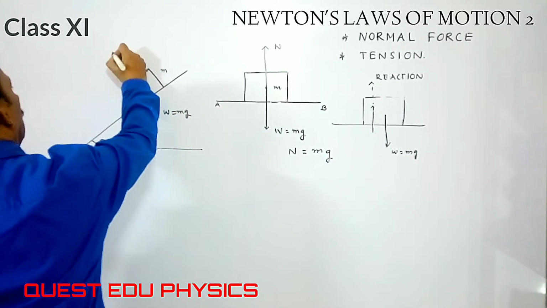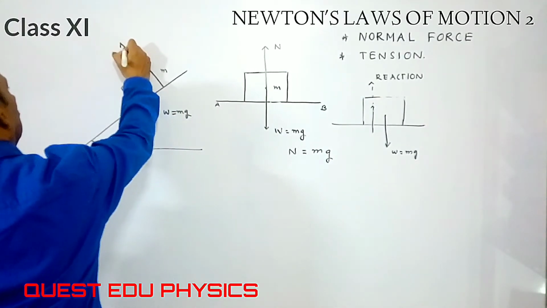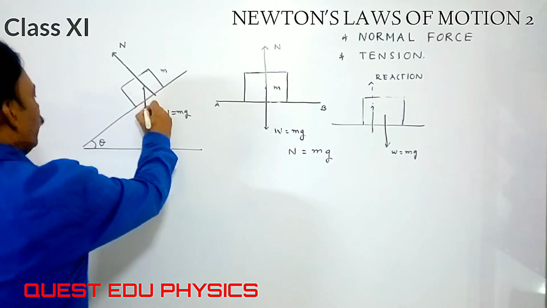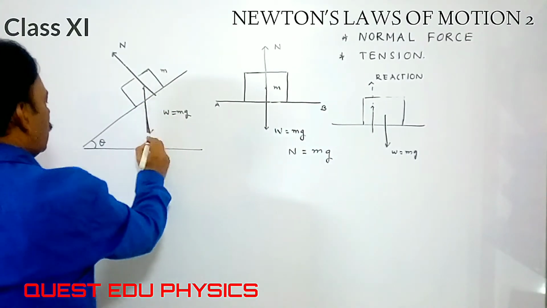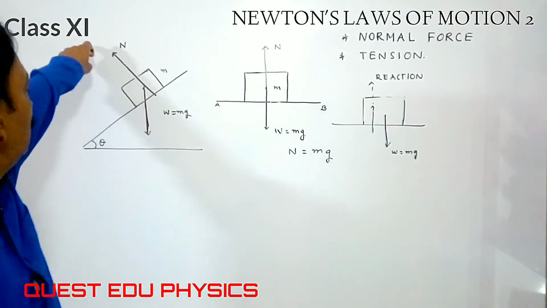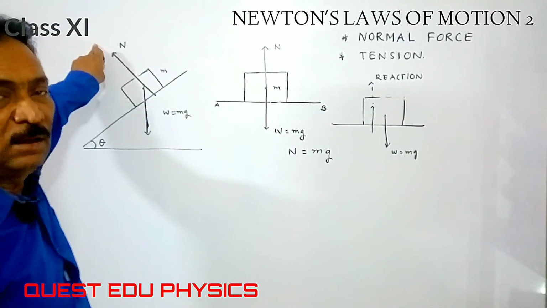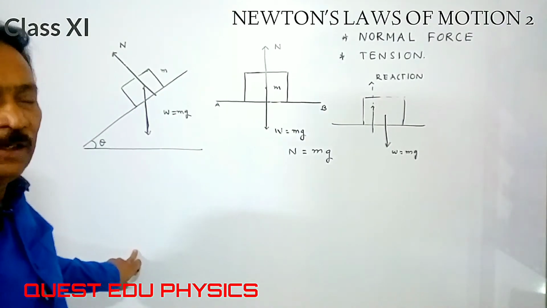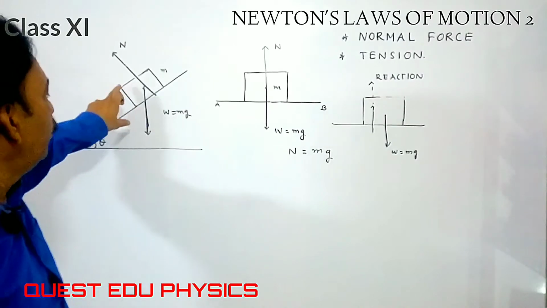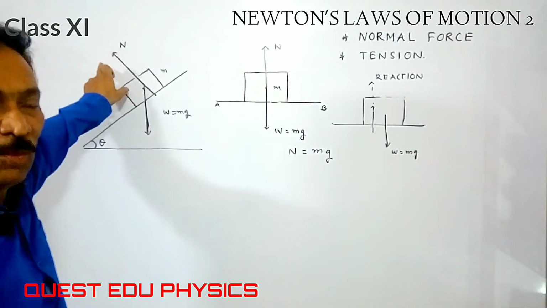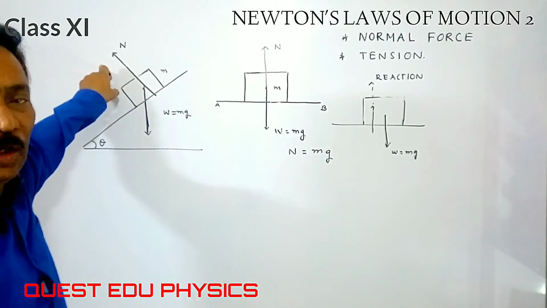Normal reaction always acts perpendicular to the surface. See this, it is not normal to the weight, but it is normal to the surface. You watch it clearly, you will find the normal reaction is normal to the surface. But here you see, the weight of the body always acts vertically downwards. That's why don't mistake that the weight and the normal reaction are perpendicular to each other.